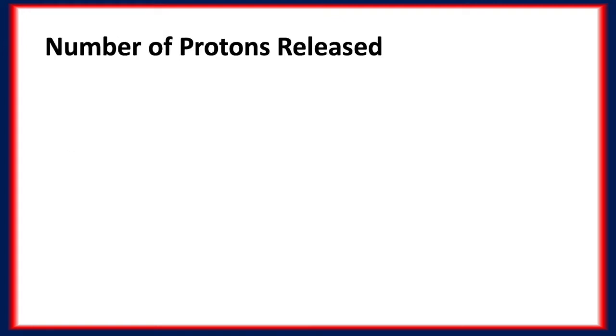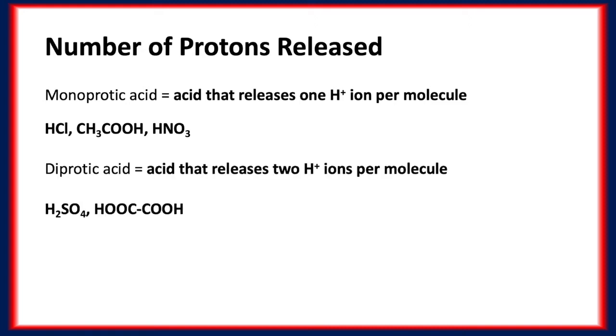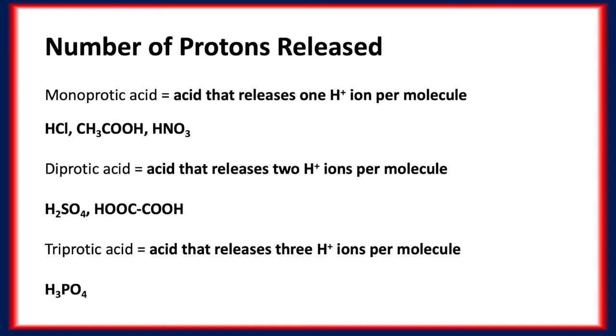Now, the number of protons released will depend on the type of acid. If it's a monoprotic acid, like HCl or nitric acid or ethanoic acid, it releases one H+ ion per molecule. Sulfuric acid is an example of a diprotic acid that releases two H+ ions per molecule. And then finally, a triprotic acid is something like phosphoric acid that has three H+ ions per molecule.